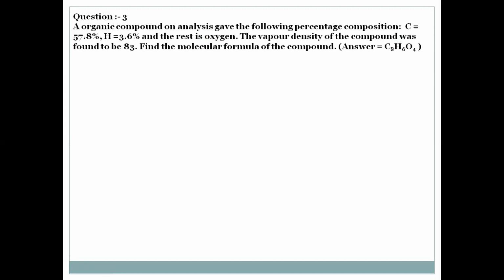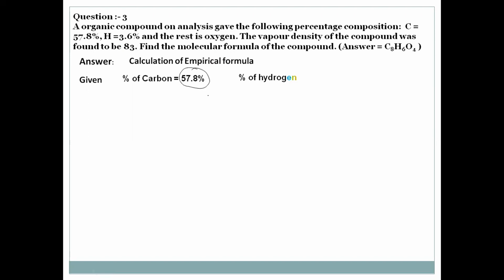When we solve this question, first we will have to calculate the empirical formula and then the molecular formula. So first we calculate the empirical formula. The given values are percentage of carbon, that is 57.8%, percentage of hydrogen, that is 3.6%, and percentage of oxygen can be calculated when percentage of carbon and percentage of hydrogen is subtracted from 100.